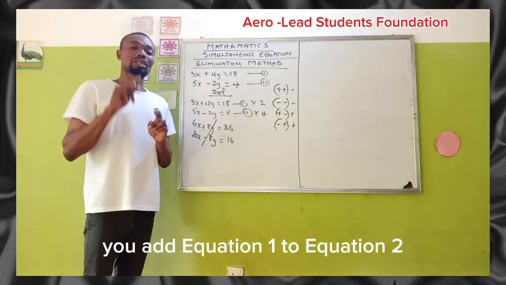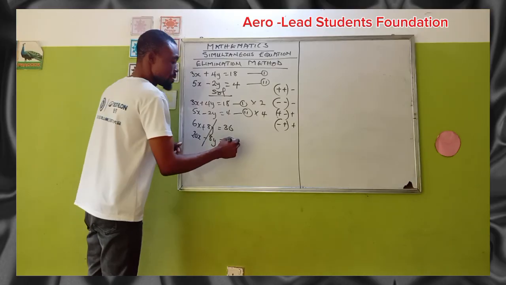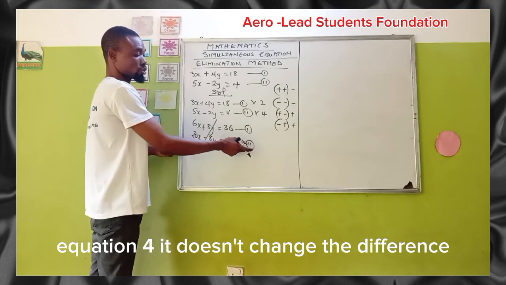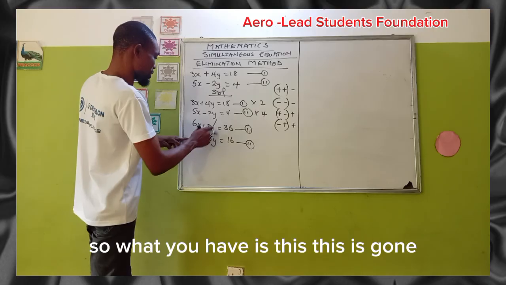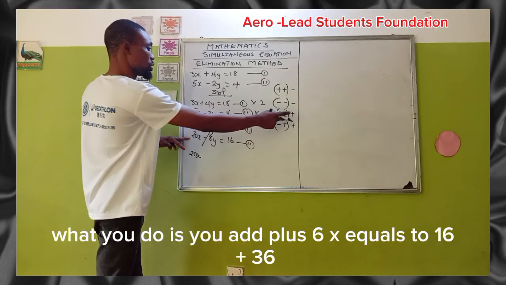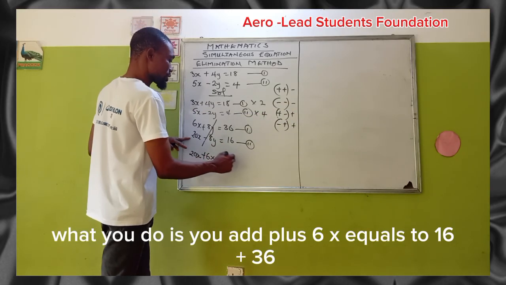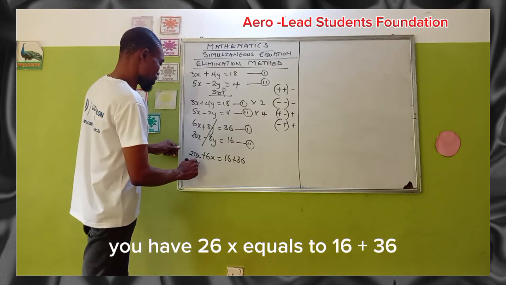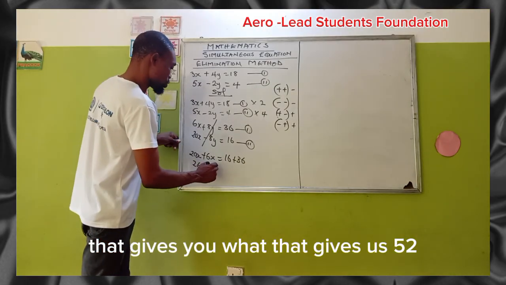You add equation 1 to equation 2. Please, you pick equation 2 first. Remember that this is equation 2, this is equation 1. You can choose to number this equation 3, equation 4. It doesn't change the difference. So what you have is this is gone. So you have 20x. Remember, plus minus, what you do is you add. Plus 6x equals 16 plus 36. So when you have this together, you have 26x equals 16 plus 36. That gives us 52.